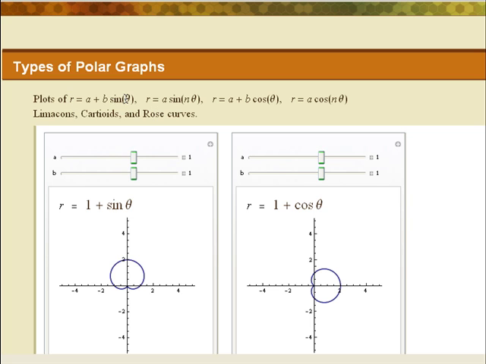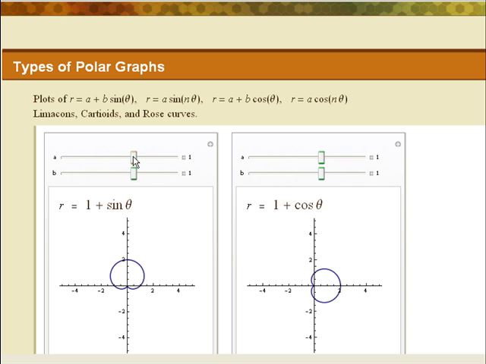r = a + b sin θ, or with cosine as well, a + b cos θ, or r = a sin(nθ), or a cos(nθ). So we're going to get those two types of curves, and depending on what the a and b are, will help us shape our curve. I have a couple down here already: r = 1 + sin θ and r = 1 + cos θ. You'll notice these are very similar graphs, but one is oriented along the y-axis and one is oriented along the x-axis with cosine. So these are always going to look similar, just a different orientation.